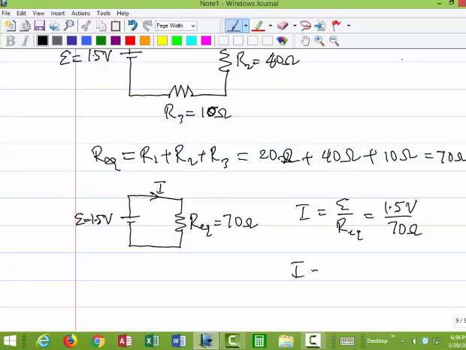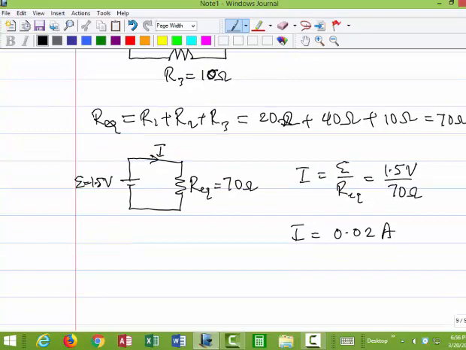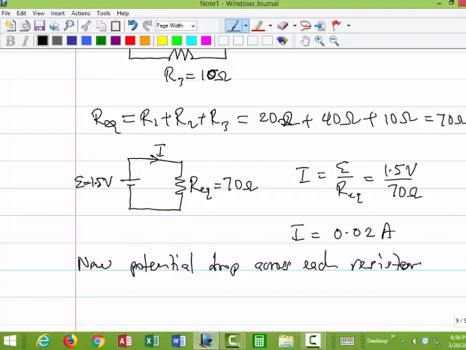So the current through this circuit is going to be 0.02. Tell me if this is not right. I think it's 0.02. Okay, thank you. 20 milliamps. So now, once we know the current, we can go back and find the potential drop across each element, or potential drop across each resistor. Since they are all resistors, let's just say across each resistor.